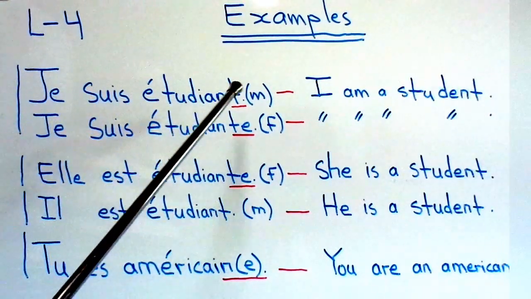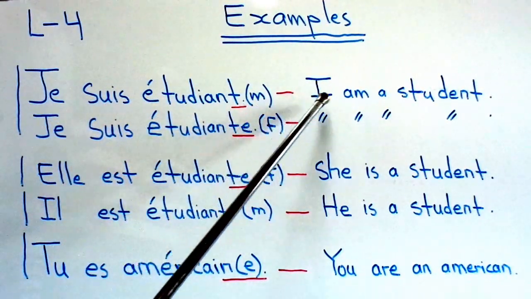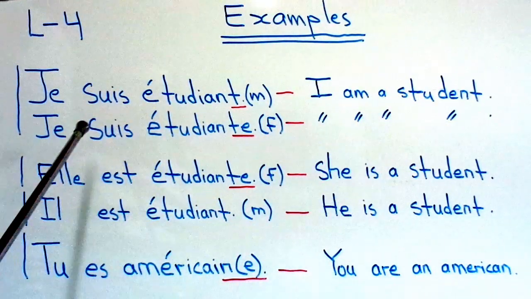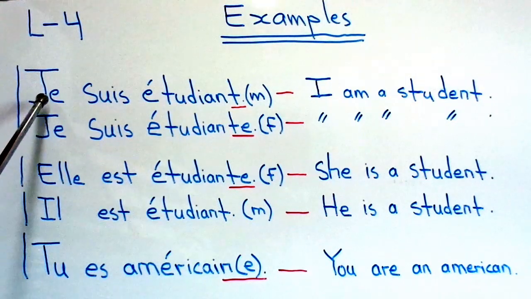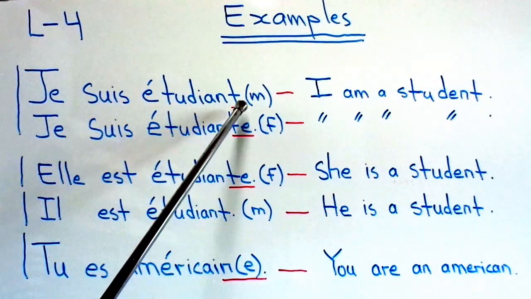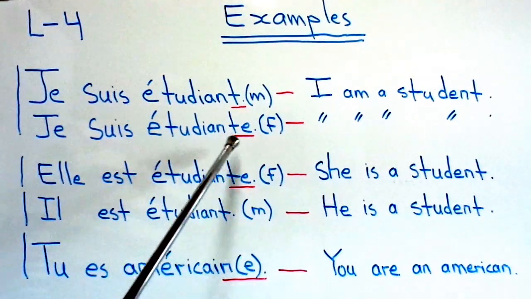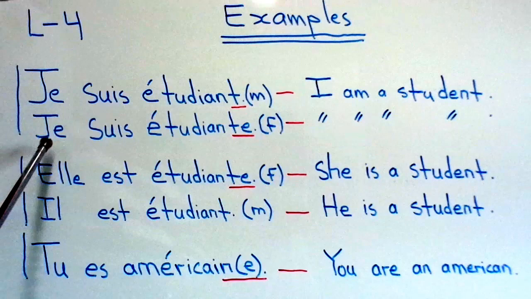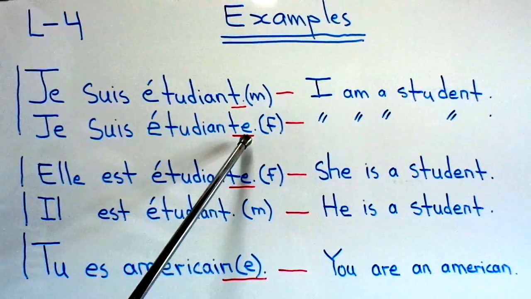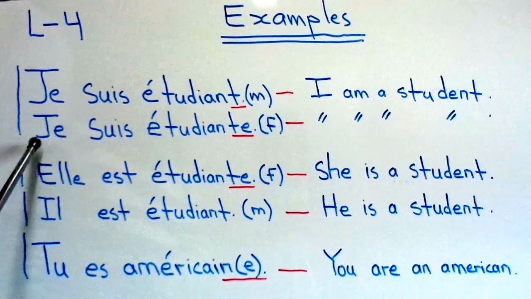Here are some more examples. Je suis étudiant. I am a student. This is when the subject is male. Je suis étudiant. You don't pronounce the T. Je suis étudiante. This is the case when the subject is a female. You add an E to make this noun or the adjective correspond with, or agree with, your subject.